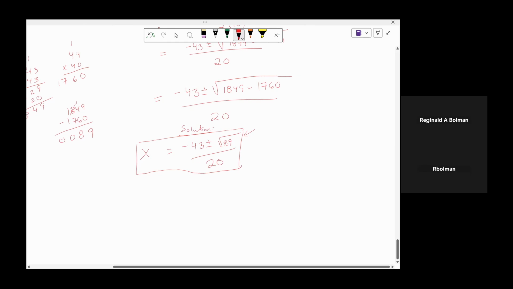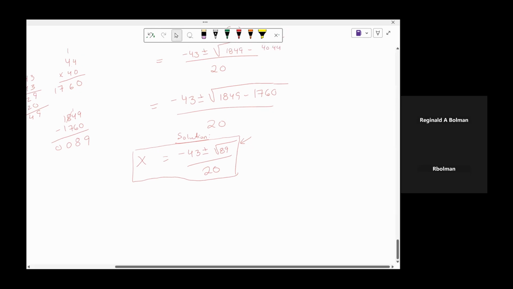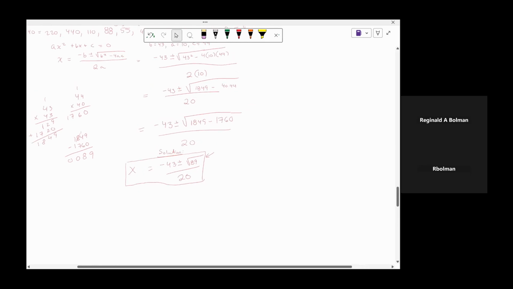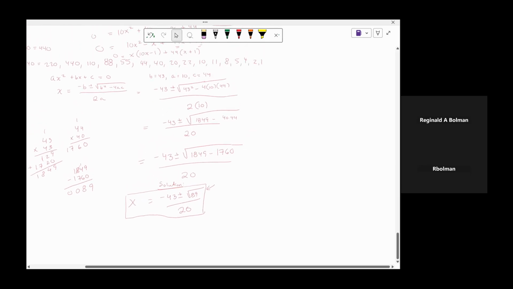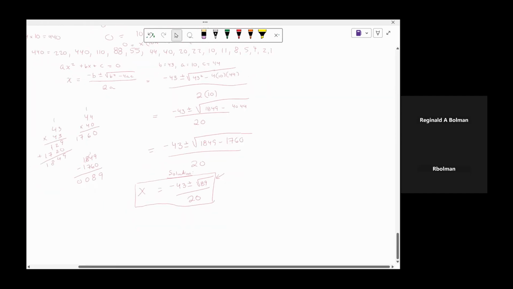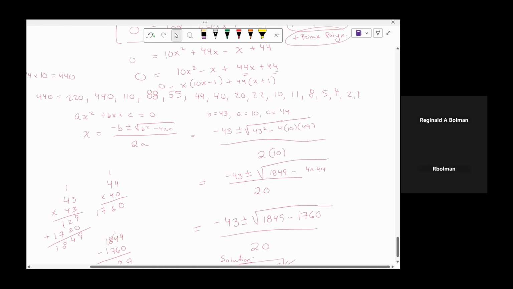Because even if you could take the square root of 89, that would be an approximation. So at the end of the day, if you want an exact solution, well, your exact solution is that x is equal to negative 43 plus minus the square root of 89 all over 20. That is the exact solution. Once you start plugging numbers into a calculator, though, you're going to get an approximation. So you would have an approximate solution, but this, in fact, would be your solution to this equation.